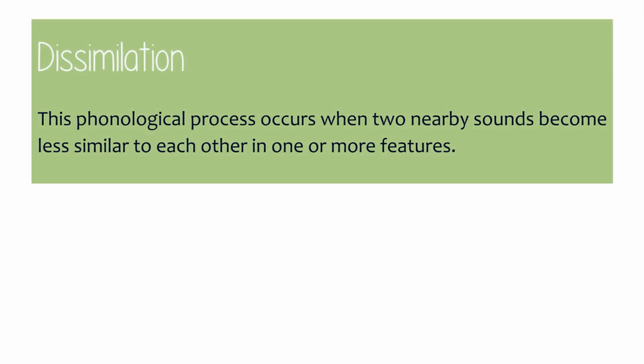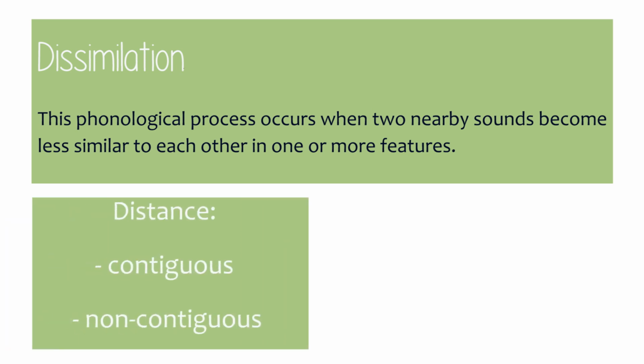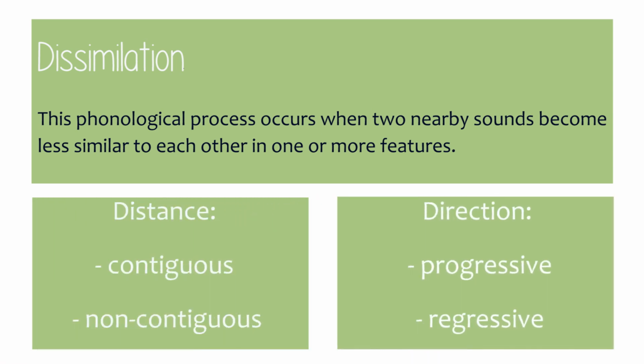This phonological process, dissimilation, occurs when two nearby sounds become less similar to each other in one or more features. I said nearby because it includes adjacent and non-adjacent sounds, contiguous and non-contiguous sounds. The direction of dissimilation may be forward, progressive, or backward, regressive. It sounds a bit abstract at this point, so I have to give some specific examples to clarify this.